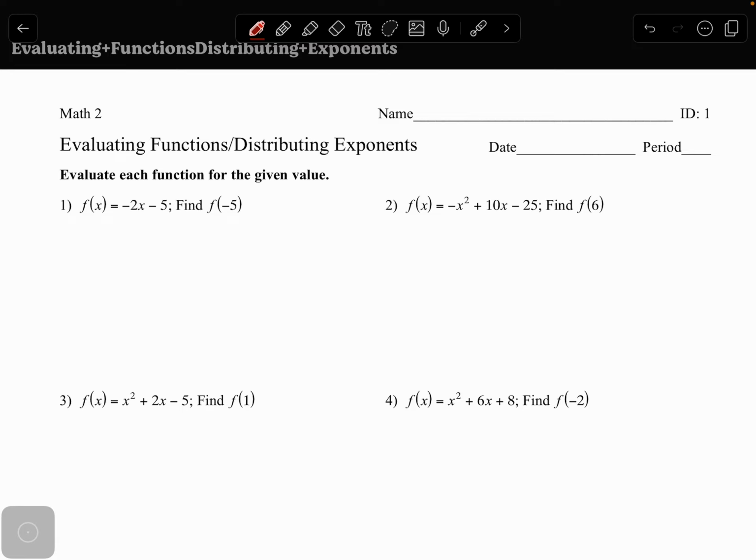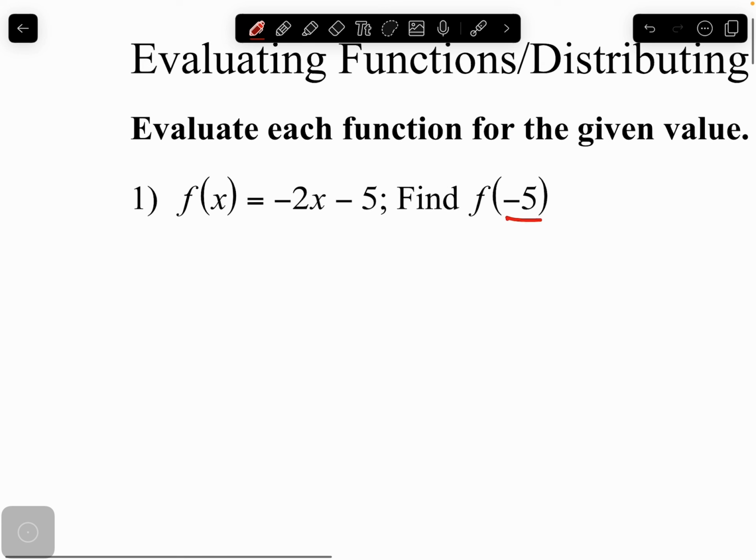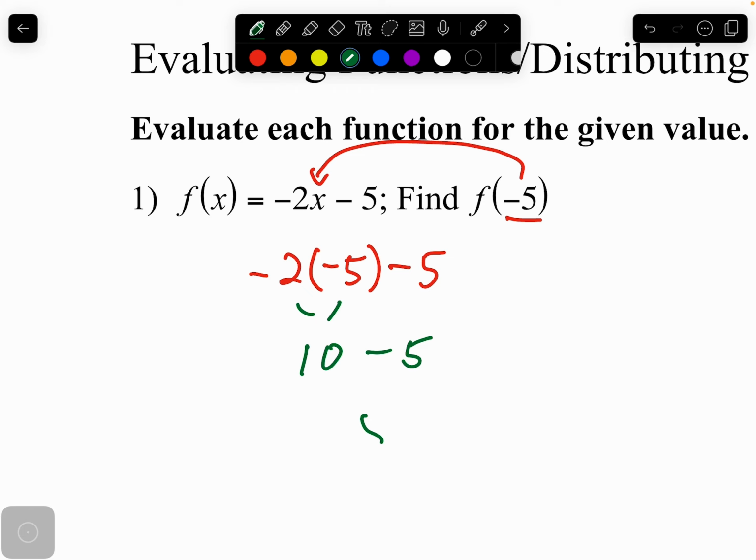All right. This first section is stuff we've already done. You take the -5, plug it into x, then you simplify. You can do it all in the calculator, or you can follow the order of operations, PEMDAS, like this, and then you get your answer.